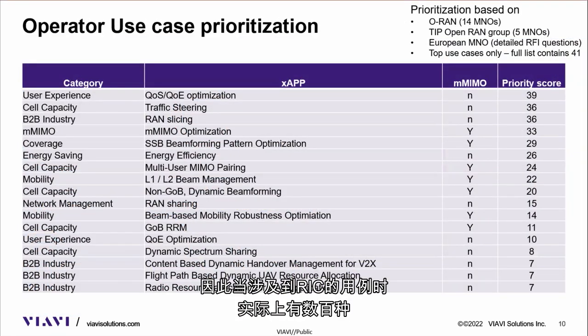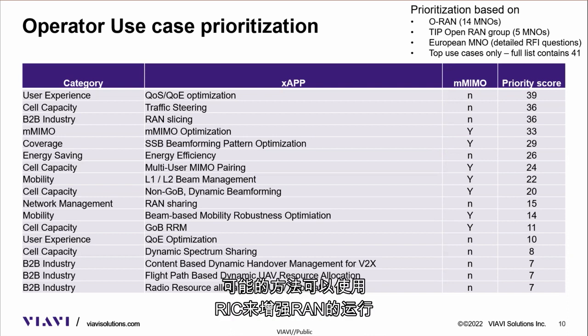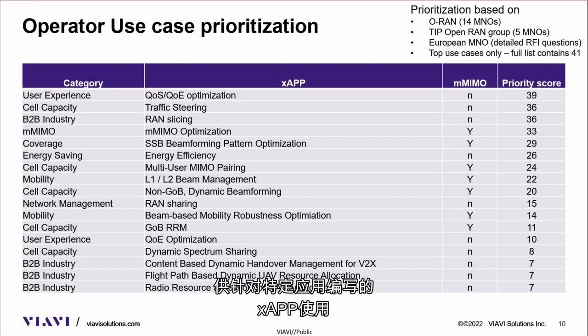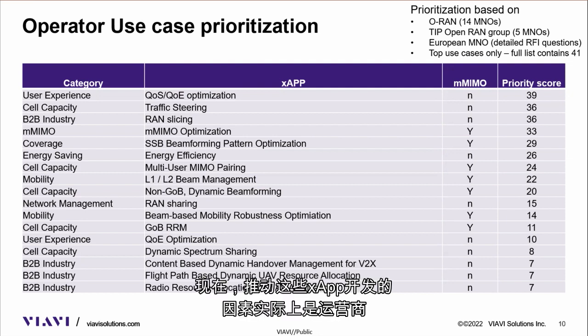So when it comes to use cases for RIC, there are literally hundreds of possible ways the RIC can be used to enhance the running of the RAN. Now, the E2 specs, which I talked about in the last slide, define service models, which allow the transfer of KPIs and counters and data from the RAN to the RIC, where they can be consumed by xApps written for a specific application.